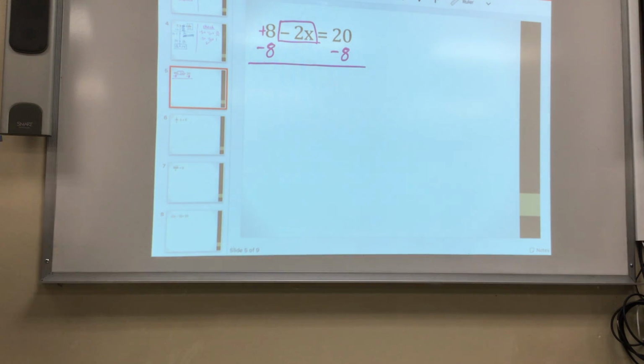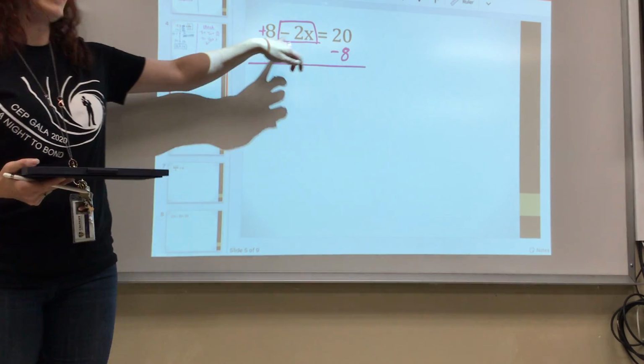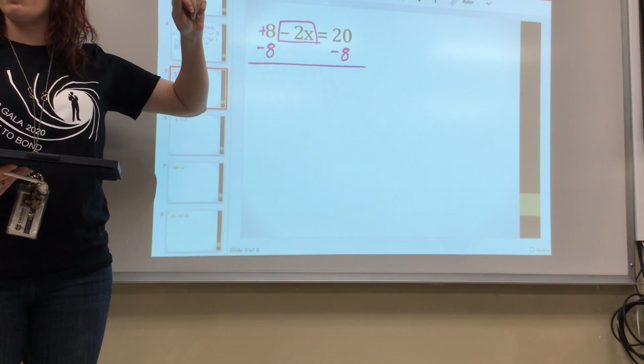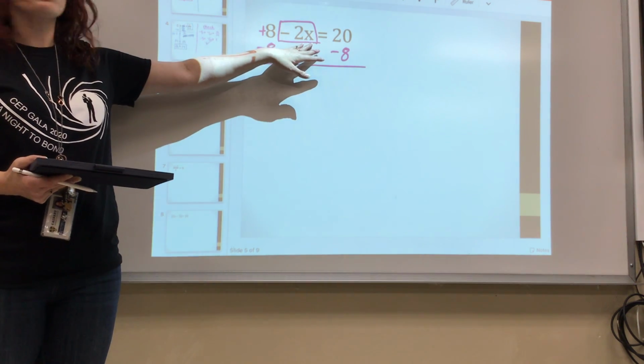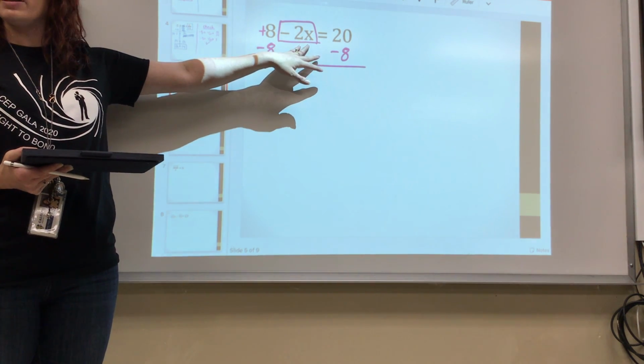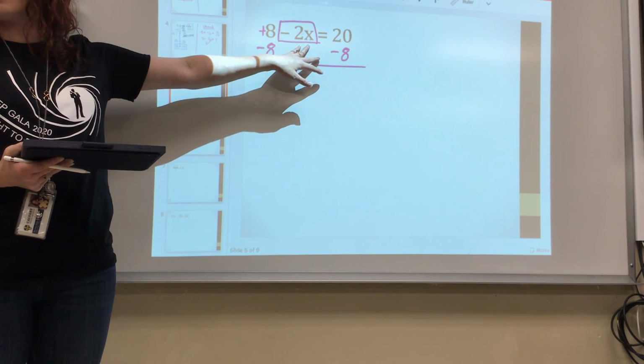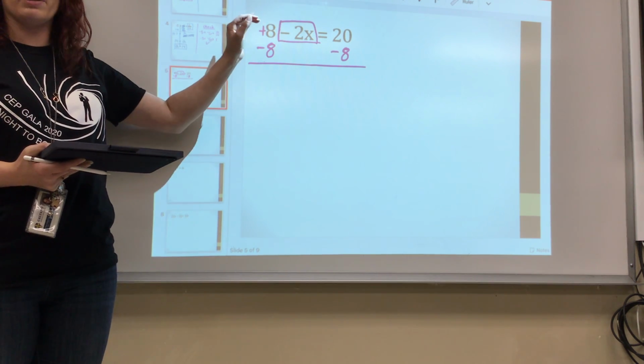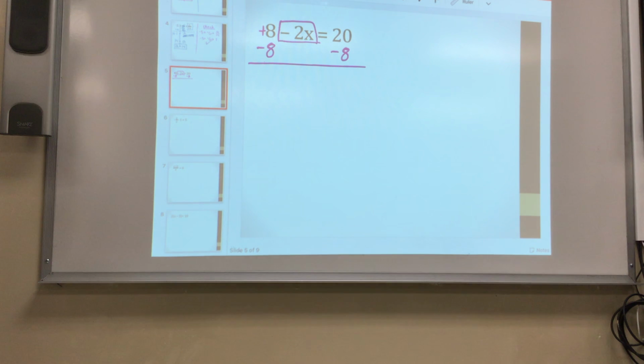I see a number of you getting mixed up as to whether you should get rid of the 8 or the 2 first. I think it would be really helpful for you to put a box or a circle around the variable term, because that's the last thing you're going to do. That's how you decide which number to get rid of. So if you put a box around that, get rid of whatever's not in the box.